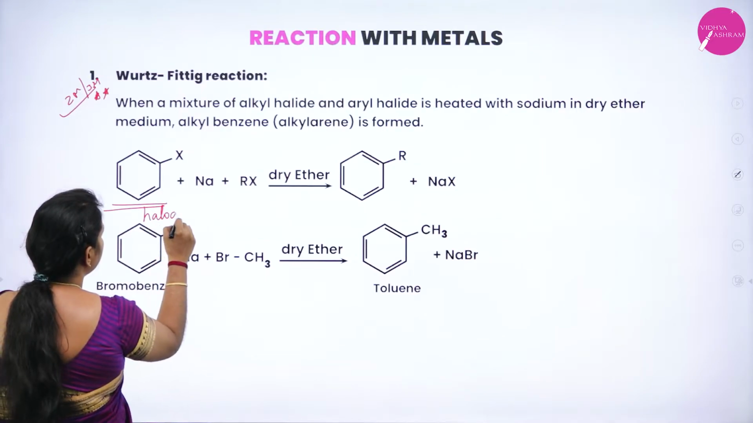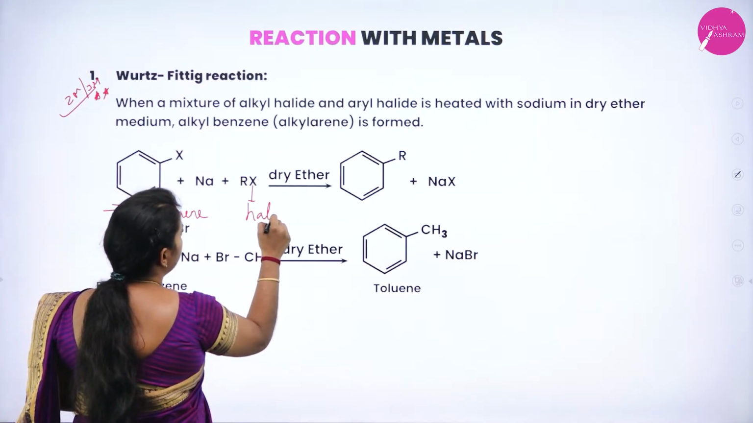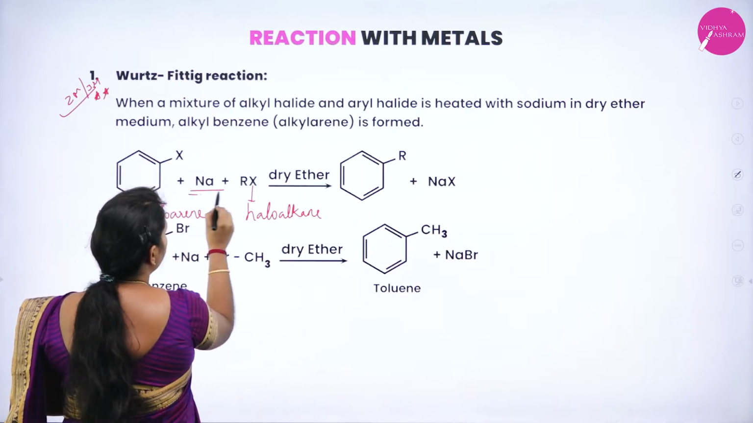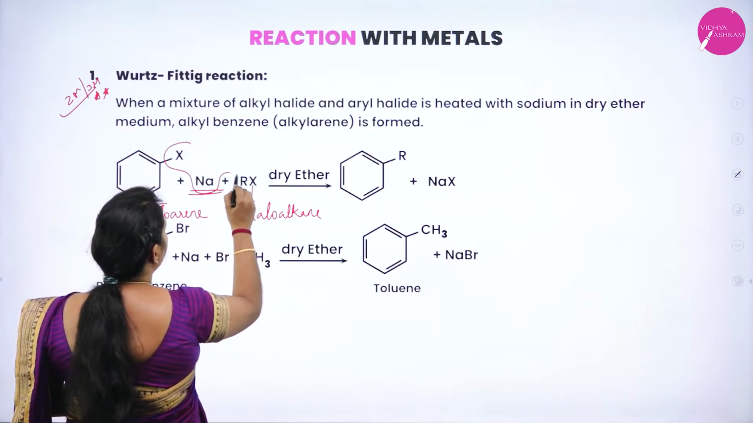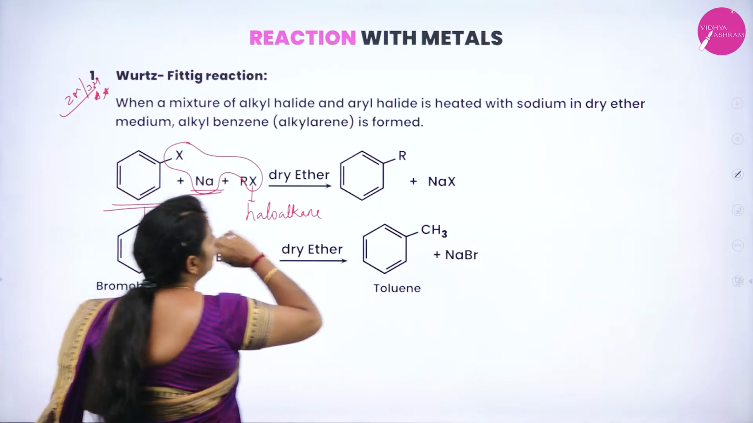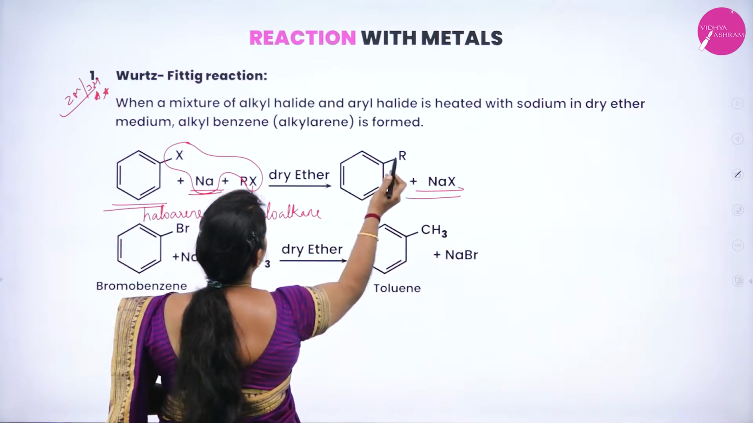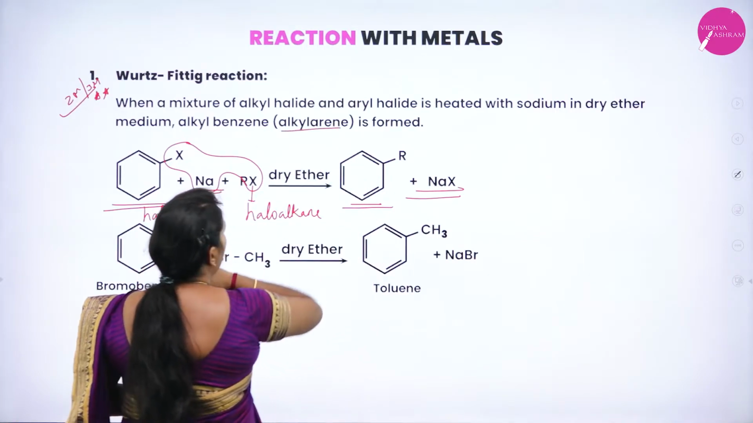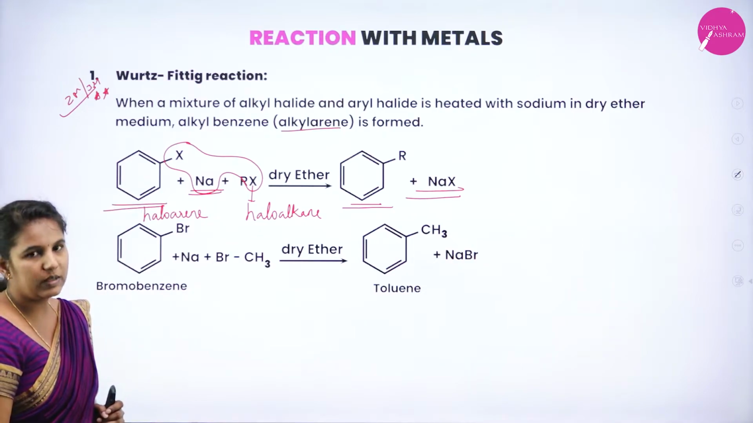Haloarenes, and we have taken haloalkanes, which have been treated with sodium metal. In the presence of dry ether, the sodium will take up this halogen to form a sodium halide, and also this R will be substituted, thereby it forms an alkyl arene, where the alkyl group is substituted onto the benzene ring.